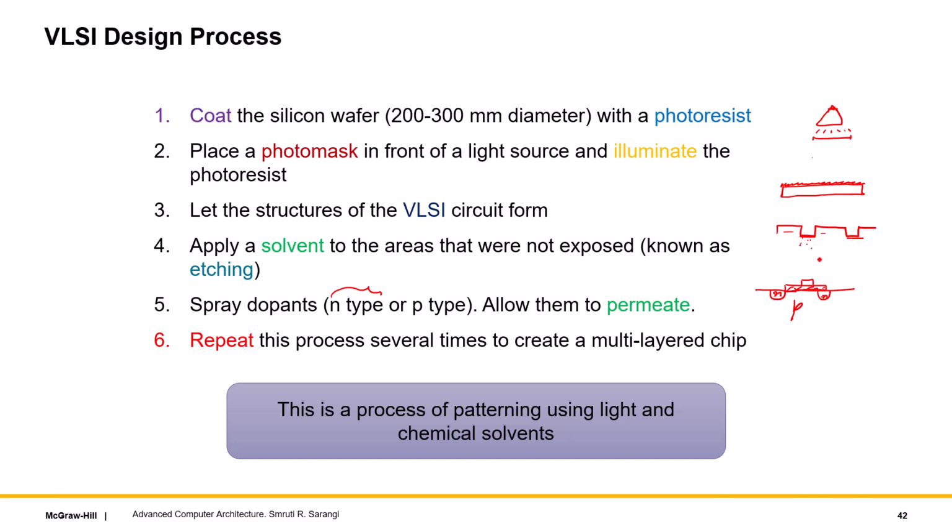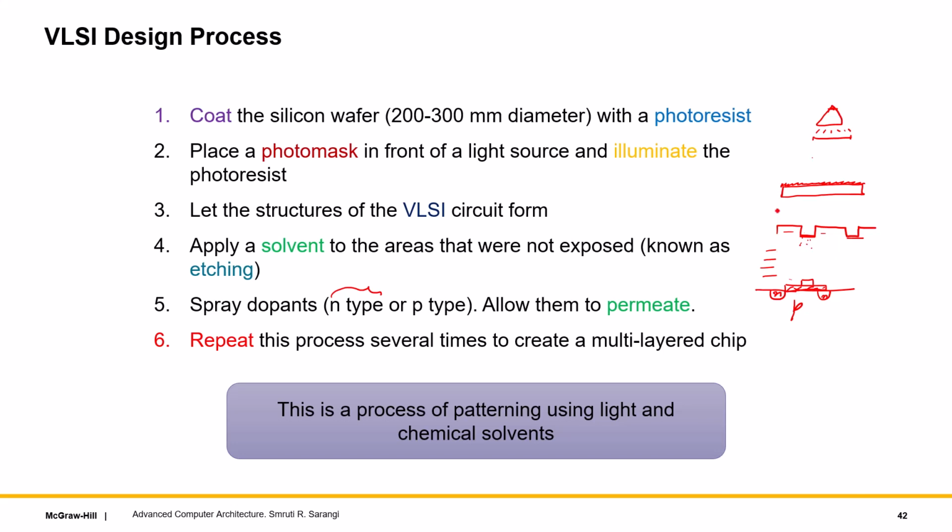We do this thing that I just described over and over again, where we coat it with a photoresist, we expose light to parts of it, then we wash out the parts that have been exposed. Then we spray dopants or spray metal in a gaseous form. That forms a metal layer, or that forms a dopant layer. And we keep on doing that. So with this, we can create a multi-layer chip. This is the broad idea.